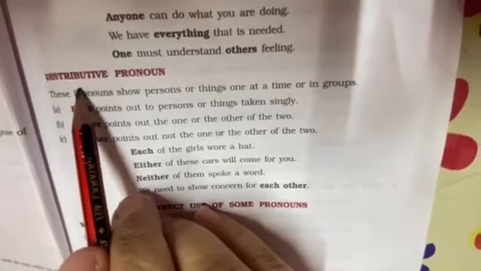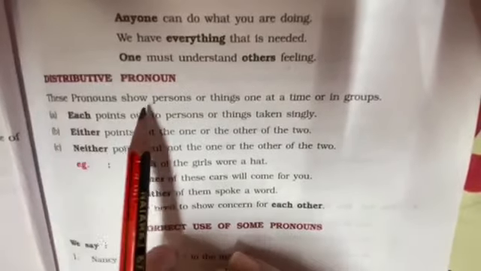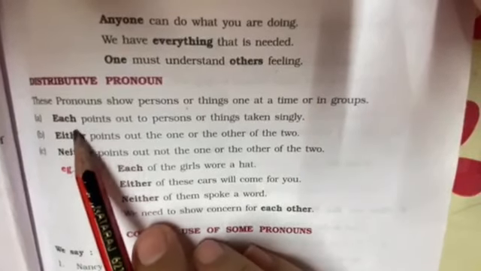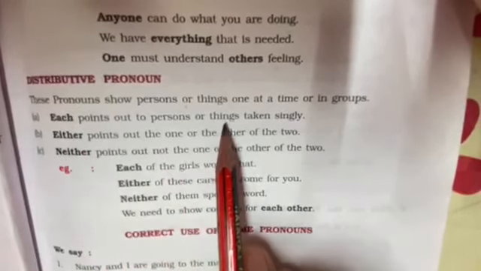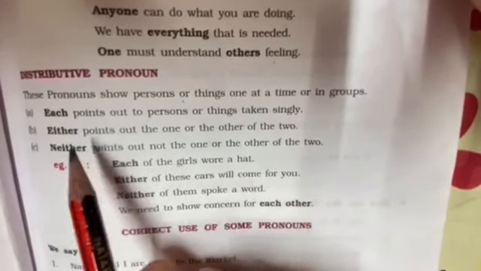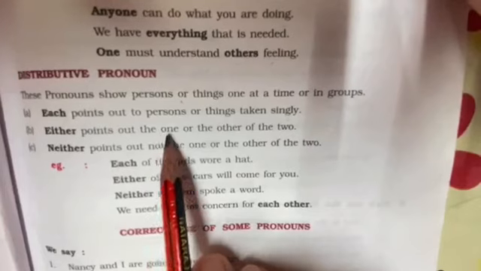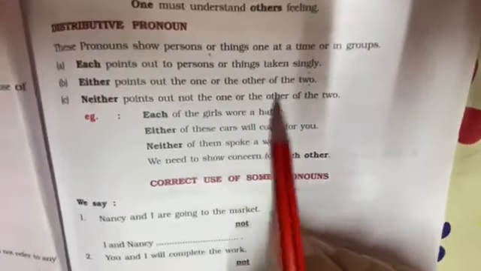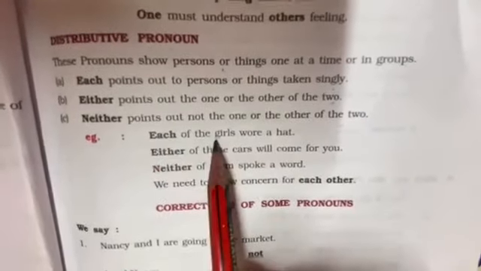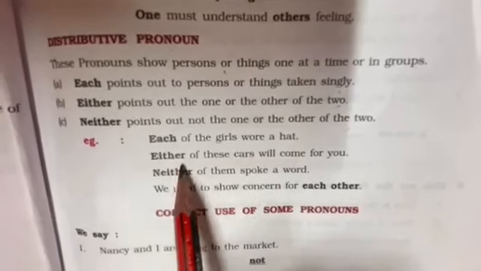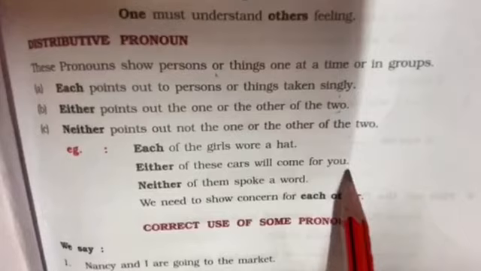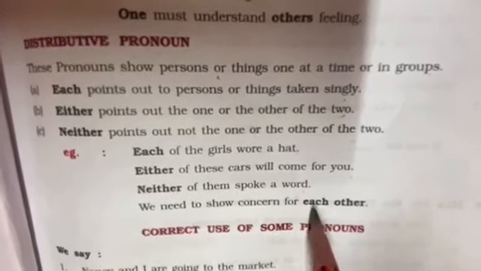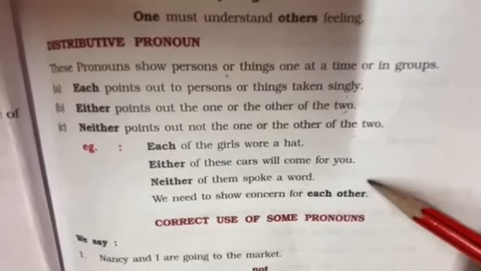Now we get on to the distributive pronouns. These pronouns show persons or things one at a time or in groups, like: each points out persons or things taken singly. Either points out the one or the other of the two. Neither points out not the one or the other of the two. Each of the girls wore a hat. Either of these cars will come for you. Neither of them spoke a word. We need to show concern for each other. So these were the different kinds of pronouns.